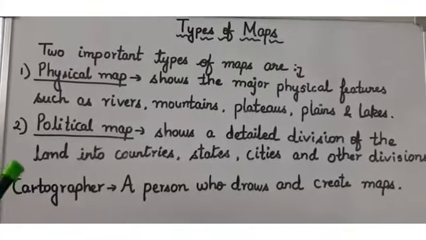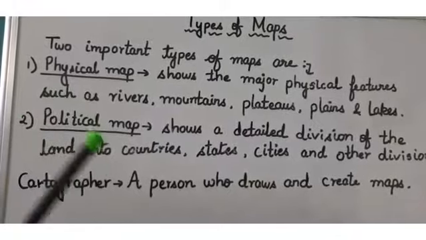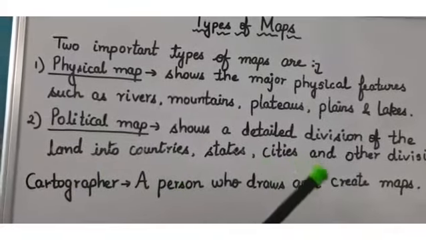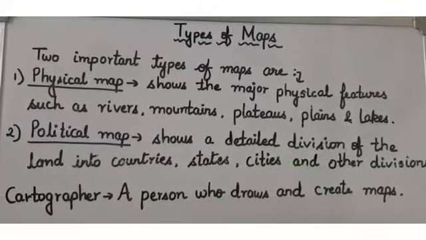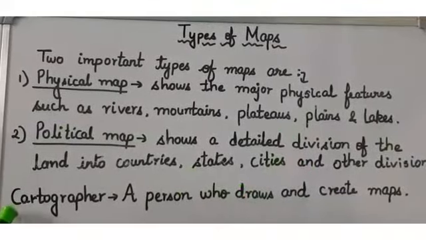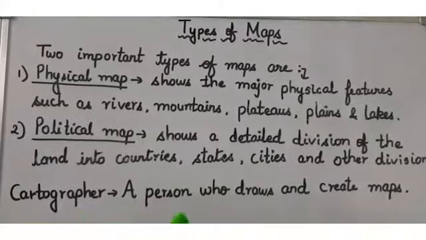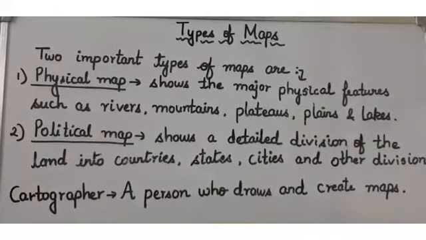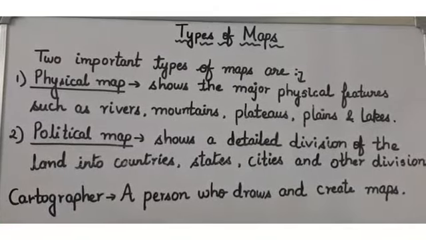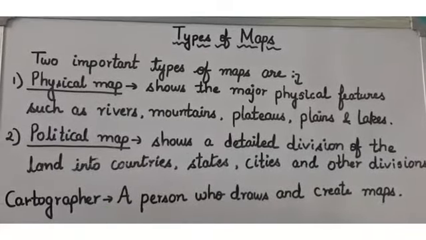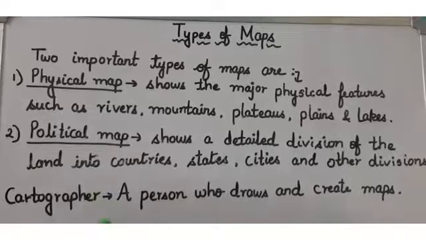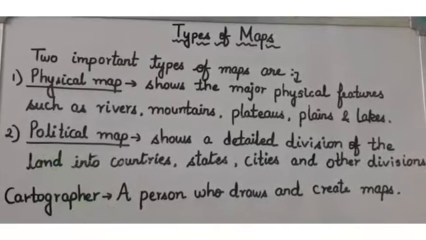Do you know who is a cartographer? Yes, a person who draws and creates maps. The person who draws the map or creates the map is known as a cartographer. And you all know a book of maps. What is a book of maps called? It is called an atlas. An atlas is a book of maps.